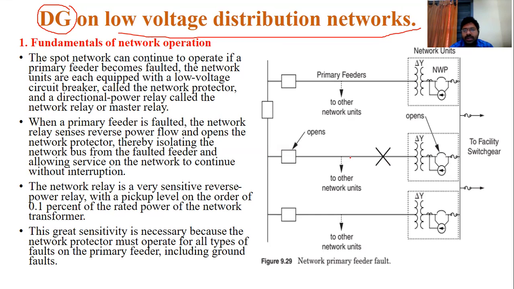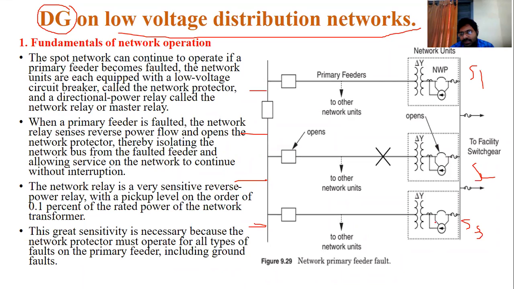Here you can see three feeders: feeder 1, a primary feeder, a secondary feeder, and a third feeder. These are feeder 1, feeder 2, and feeder 3, coming from substation 1, substation 2, and substation 3. You can give power to the loads on this side and all other things. So you are giving continuous power to the customers.